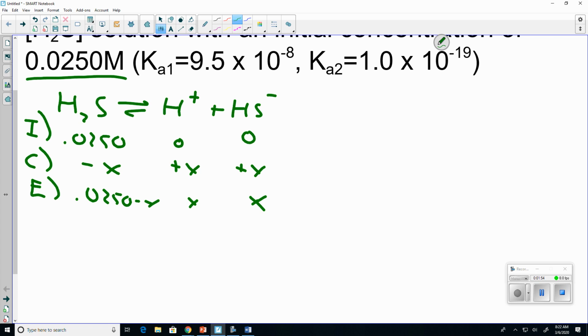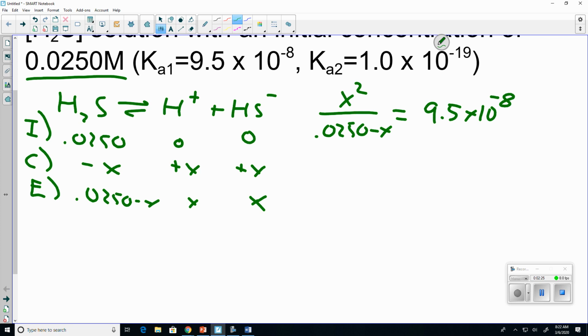Now what I can do is products over reactants. So products is X times X, X squared, over 0.0250 minus X equals K1, the first loss of hydrogen. Again, I'm hoping that this all is familiar to us at this point, because we're not hanging on to this much longer. We are getting ready to move forward beyond this.